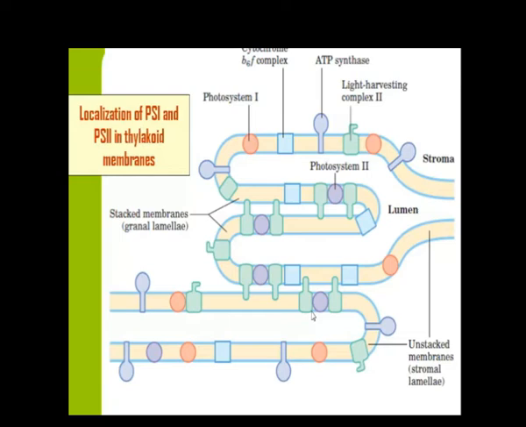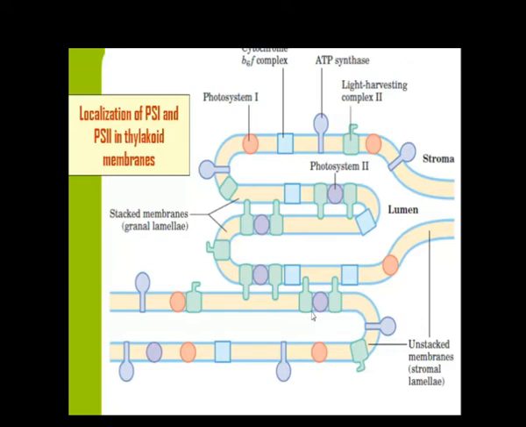Now, this is the appressed region. These are called non-appressed or unstacked membranes. Appressed means what the name says: they are placed very close to each other. These two are pressed, that means appressed. Here they are not very close. They are a little at a distance. Even this is at a little distance. That means they are unappressed.